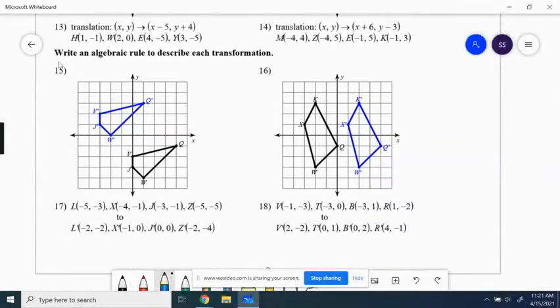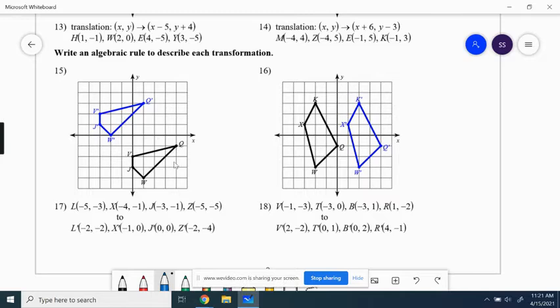Everything's about the same. Okay, so 15 and 16 are a little bit different. We need to write the rules out for those. All right, so what we need to do is just look at our pre-image and how it is moved to our image. Okay, so remember the pre-image are just going to be the points, right? The regular points, and then our prime points is going to be our image. So once it has been moved.